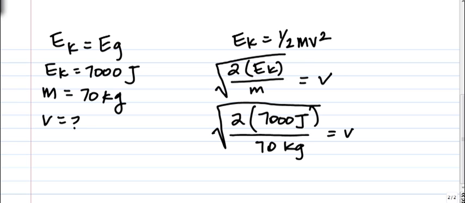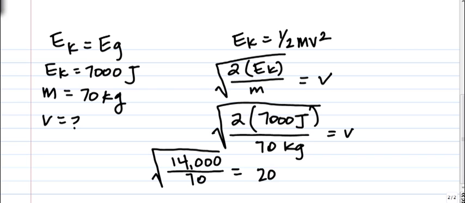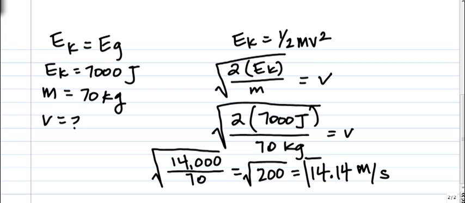So 2 times 7,000 is 14,000 divided by 70. The whole thing is square rooted. That's going to reduce to 200. So the square root of 200 is actually 14.14 meters per second. And that is how fast he's traveling. That's pretty fast, right before the bungee cord catches him.